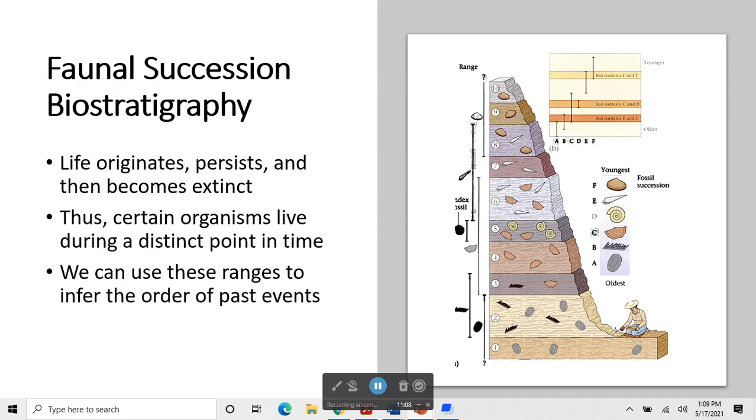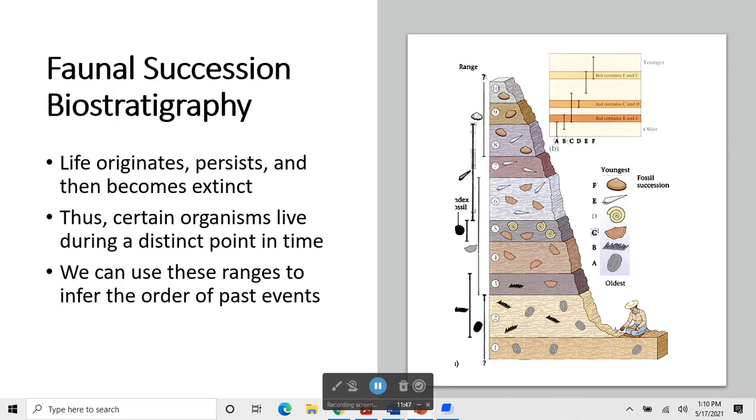Aside from Steno's original principles, there's one other really important principle that we have when determining the relative ages of events in geologic history. This is called faunal succession, or in other words, it's called biostratigraphy. This principle is based off of the fact that there are life forms that originate, they persist or live for a certain amount of time in geologic history, and then they disappear or go extinct. Thus, we can infer that certain organisms live during a distinct point in time, and we can use those ranges to infer the order of past events.